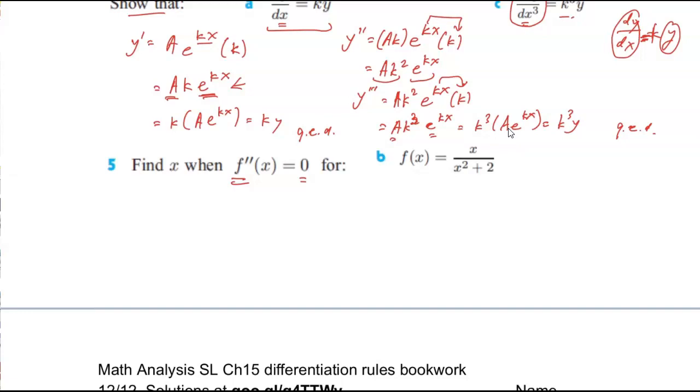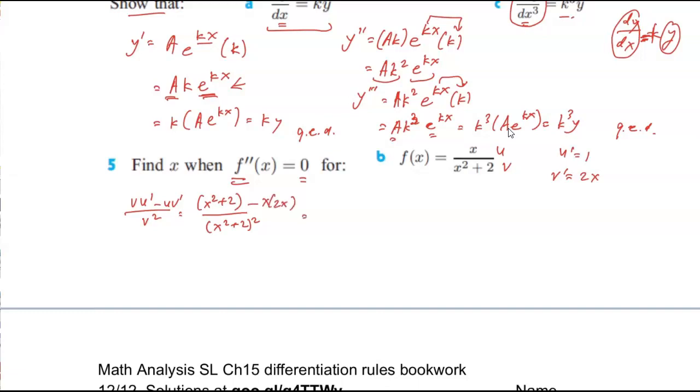So for the first derivative, this is a quotient. The top is u, the bottom is v. The derivative of u would be 1. The derivative of v would be 2x, and that's it. So now we need to fill in the quotient rule. v squared is the bottom, so it'd be x squared plus 2, squared. The top would be x squared plus 2 times u dash, which is 1, subtract u, which is x, times v dash, which is 2x.